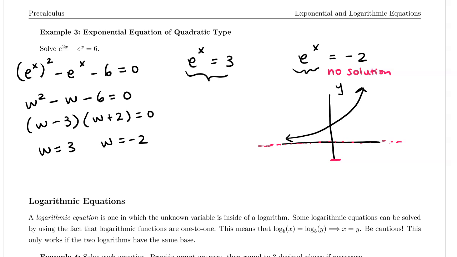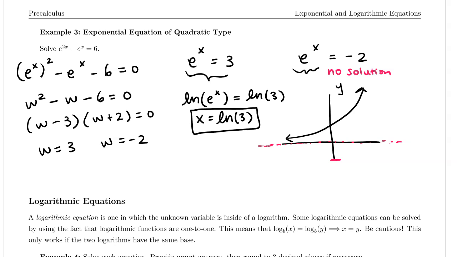This one, it does have a solution. I can take the natural log of both sides. That would give me natural log of e to the x is equal to natural log of 3, and this left-hand side ends up simplifying to be just x, and we get x equals the natural log of 3, and this is our final answer.